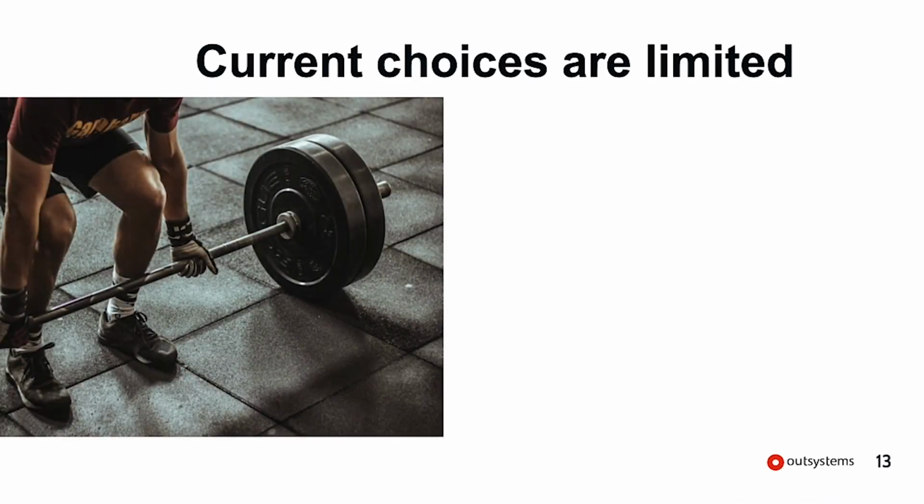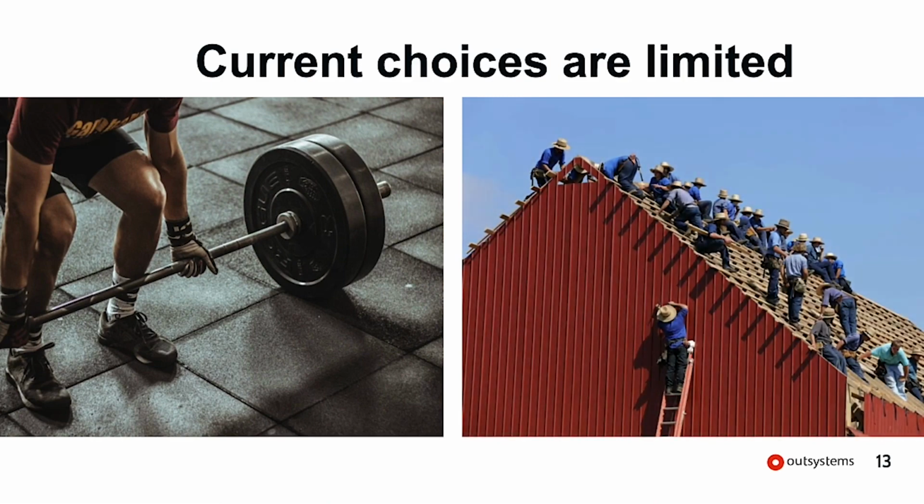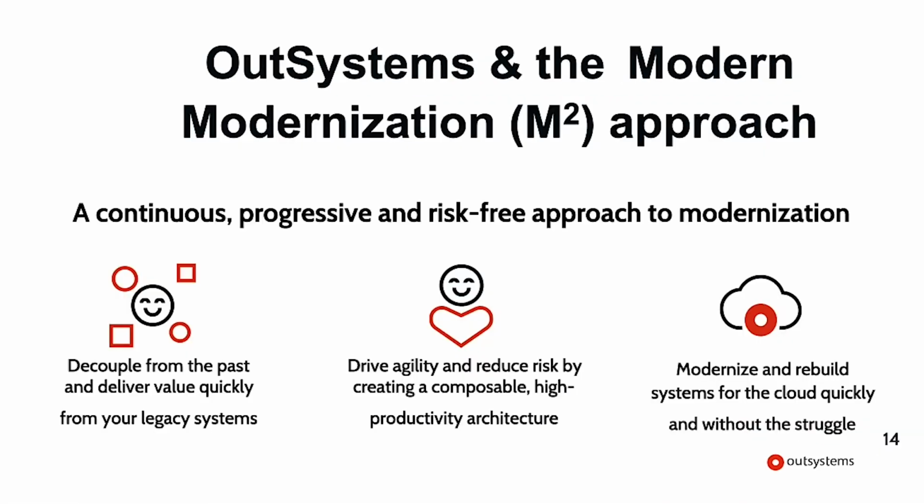I can lift and shift to the cloud, so I can take my app, provision a set of VMs and move that up. But in most cases, the problem with my legacy app is that it's just not cloud enabled. I can rebuild it in traditional tools, but I'm not really solving the problem. I'm not building it fast in most cases, and I'm not building for the future. So we take a different approach with OutSystems.